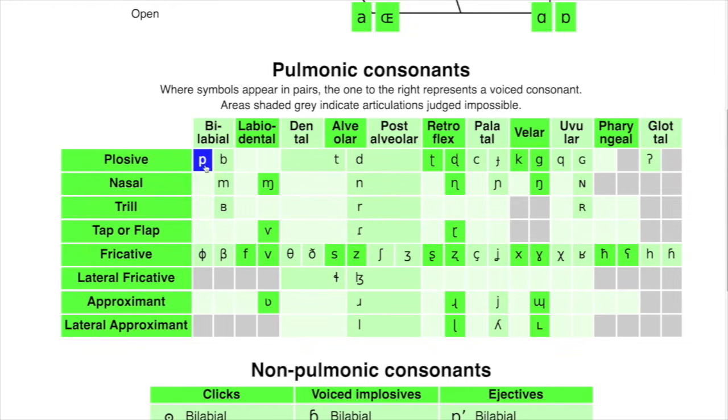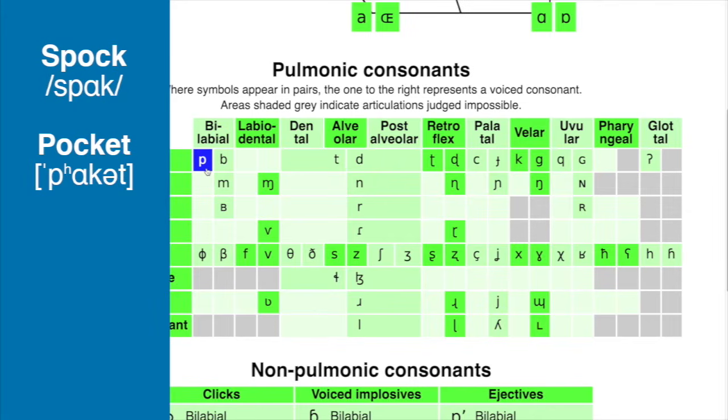For example, the lowercase p, b, t, d, k, and g are all fairly similar to their English equivalent. The letter P here is very similar to the English P in the word Spock. And if you actually notice, the P in the word Spock is actually slightly different than the P in the word pocket. Okay, there's a very slight difference there. We'll get more into that in my consonant video later. But for now, just recognize that this lowercase p is very similar to the English P, at least as far as words like Spock, spool, spa, spring.